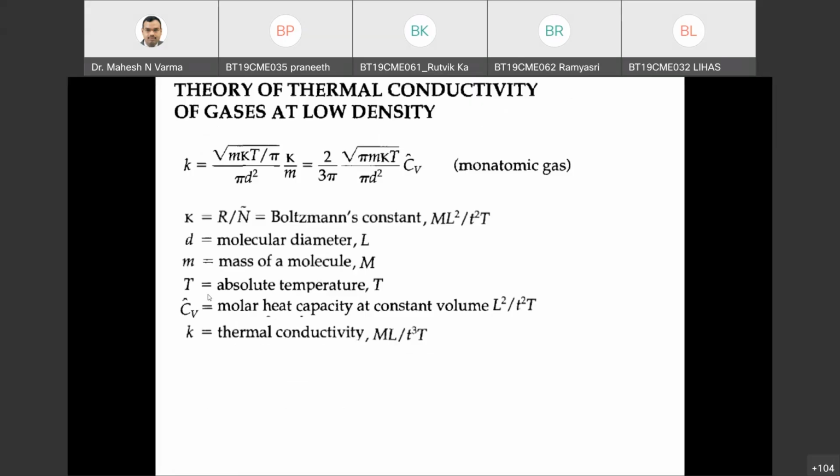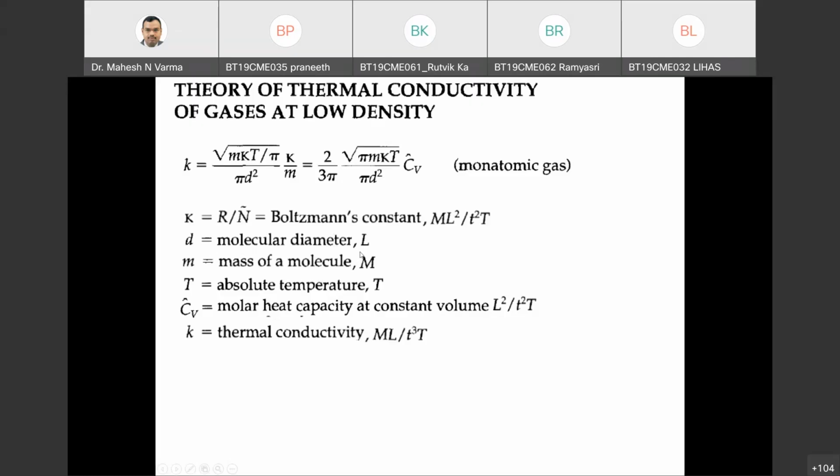And now the theory of thermal conductivity of gases at low density. For monoatomic gases, this equation looks exactly similar. If you rearrange this equation, you can introduce the molar heat capacity at constant volume. So thermal conductivity is 2/3 times the square root of (pi m k T) divided by pi d squared. Here small k is the Boltzmann constant, and d is the diameter of the molecule.